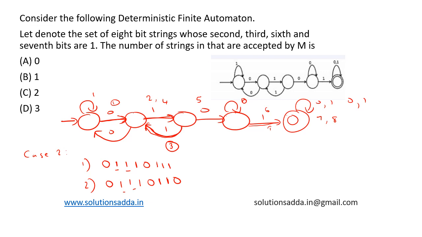So based on this condition, only these two strings are getting satisfied. So the number of strings that are accepted by the machine M is 2. Option C, 2 is the right choice.